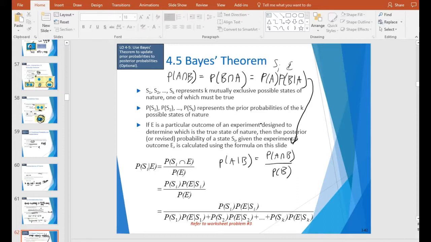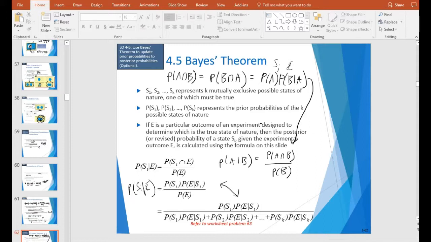So now this whole thing is the probability of S sub I given E is equal to the probability of S sub I times the probability of E given S sub I, over the probability of E. So the top stays the top, and we got that from the multiplication rule. But then what happens down below is the thing that I think is the hardest to follow.